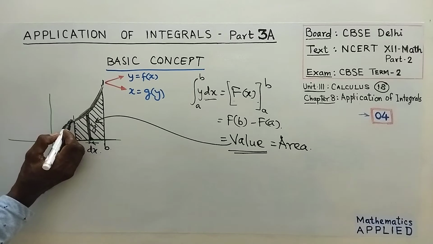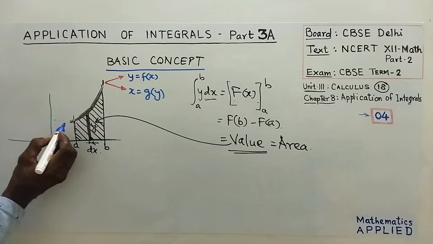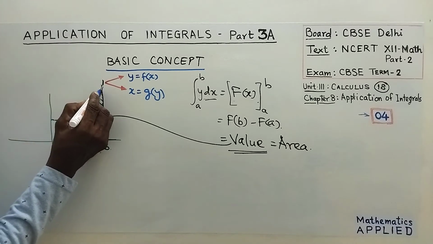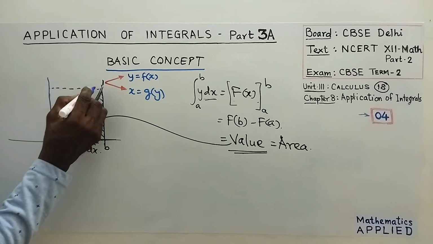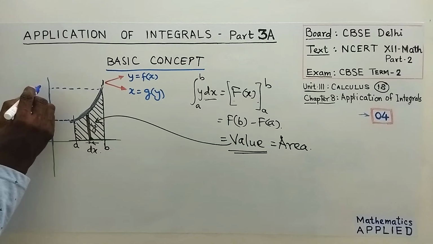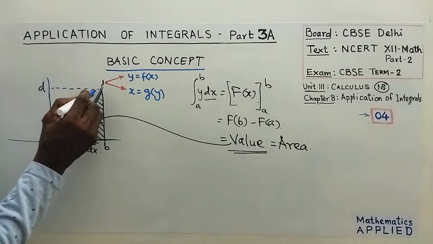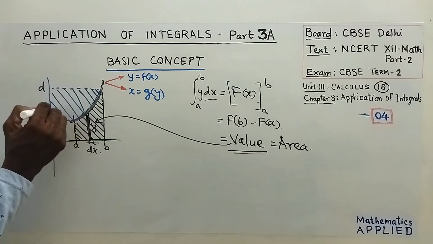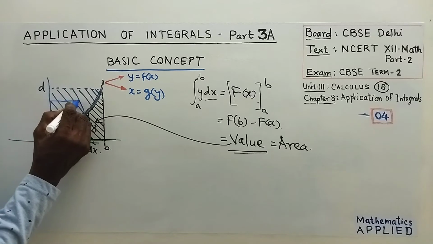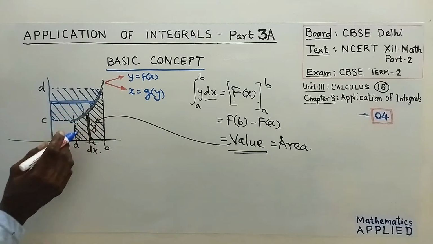Now let us take the other side. If I want to find the area bounded by the y-axis, this is the y-axis and this is the curve, and here it is bounded from C to D. So if I want this region's area, what I will do is take a small strip here, and this strip will be of length x, right?